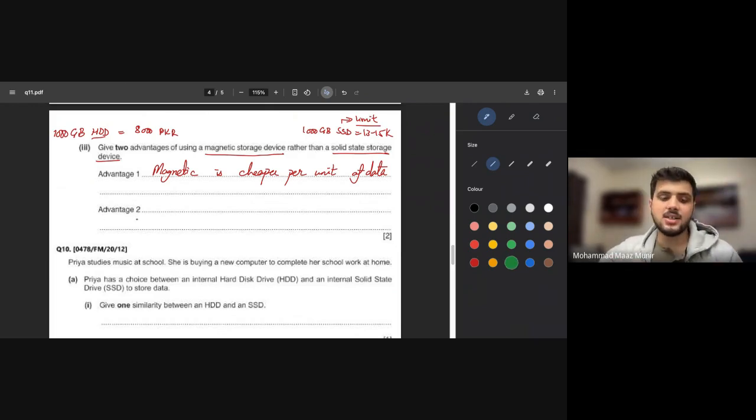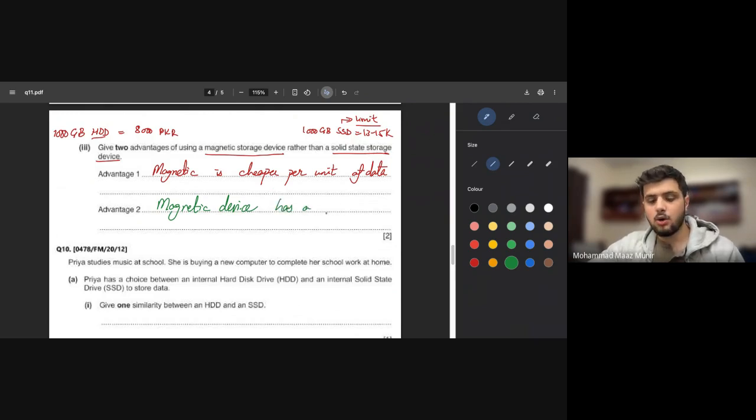This is one drawback of SSD. So the second advantage you can go with is that a magnetic storage device has more longevity. And you're done with this question too. By longevity, I basically mean that it can store data for a longer time.